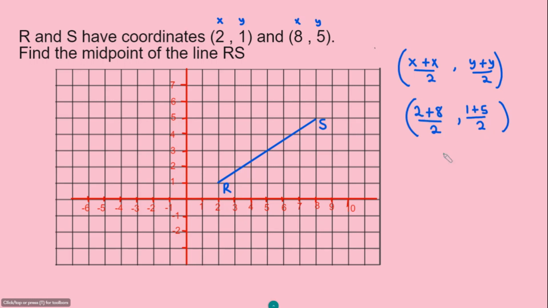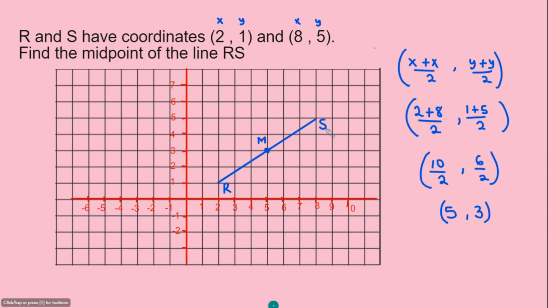Now if you work out, 2 plus 8 is 10, and 10 divided by 2, comma, and for y, I add 1 plus 5, and that's 6, 6 divided by 2. To complete this calculation, 10 divided by 2 is 5, and 6 divided by 2 is 3. So the coordinate is (5, 3), and we can show that on the graph very easily. The midpoint is 5 for the x and 3 for the y, and when you trace them up here, you'll find they meet somewhere here. So this point is the midpoint. You can see how this correlates with the graph.